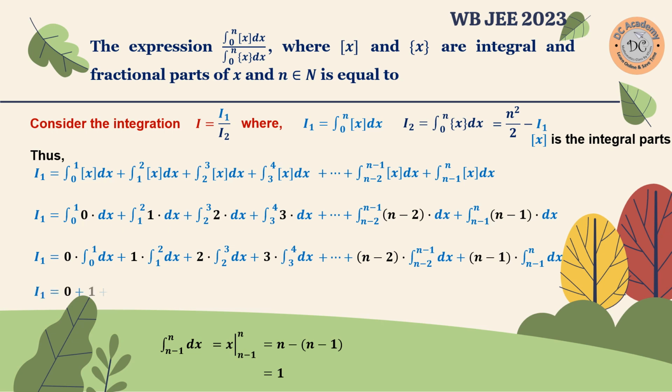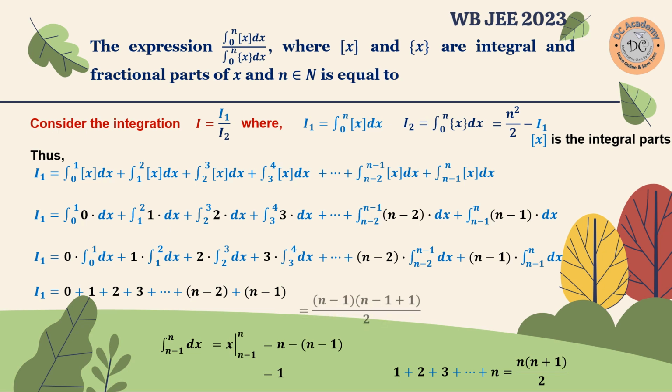So therefore, I can write I1 is equal to the sum from 0 to n minus 1. So it's a sum in an AP series. So we know that the sum of 1, 2, 3 up to n is equal to n into n plus 1 divided by 2. But here we need to calculate that up to n minus 1. So we replace n by n minus 1. So we go ahead and write n minus 1 into n divided by 2. So that's the value of I1.